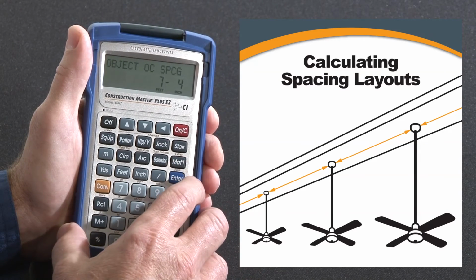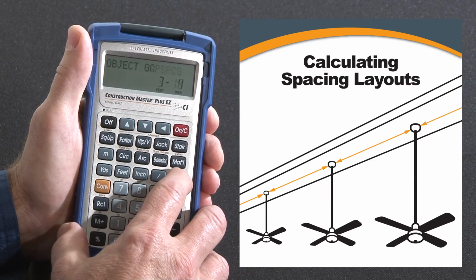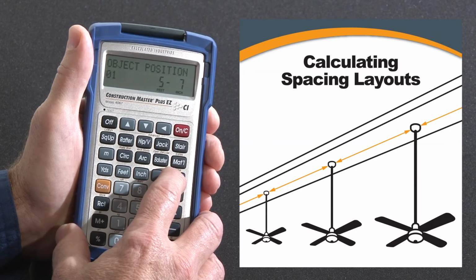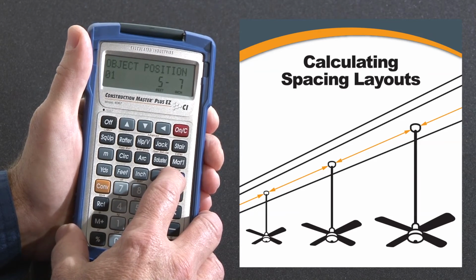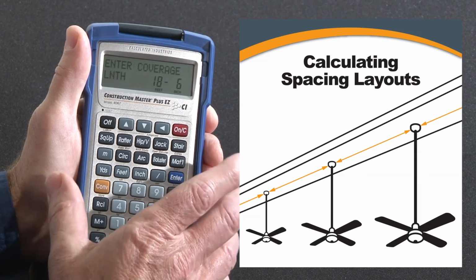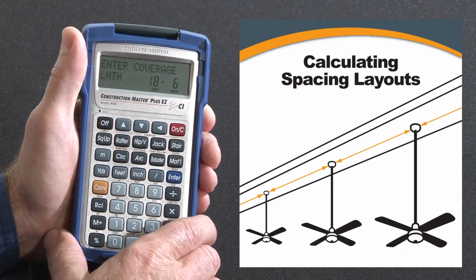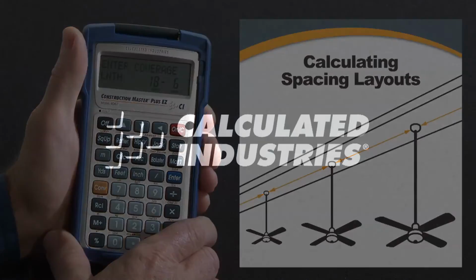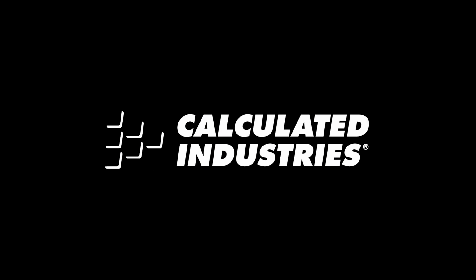So the object on center spacing is now 7 foot 4. The gap between them is 3 foot 10, and between them and the wall. The first one is at 5 foot 7 from the wall. The second one's at 12 foot 11 from that same wall. So it's just that easy. That's the quick overview on how to use the spacing function. For more details, you can download our user guide at www.calculated.com/support.